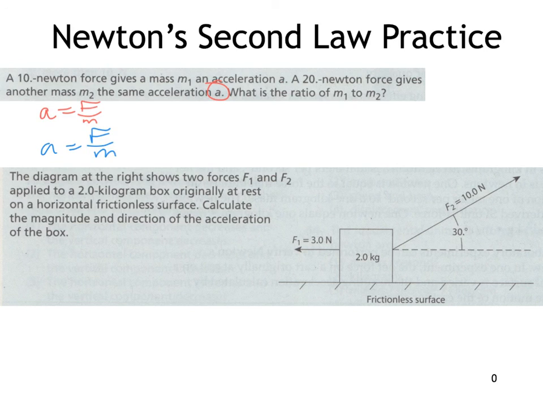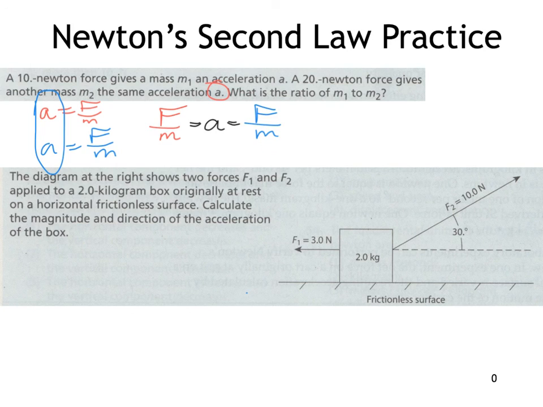So I've written a equals f over m in red and in blue. Red is representing, I guess, mass 1, and blue represents mass 2. And they both have the same value for a, so I'm going to set them equal to each other at a. So going from here, they just want to know the ratio of m1 to m2, or the ratio of this guy to this guy.